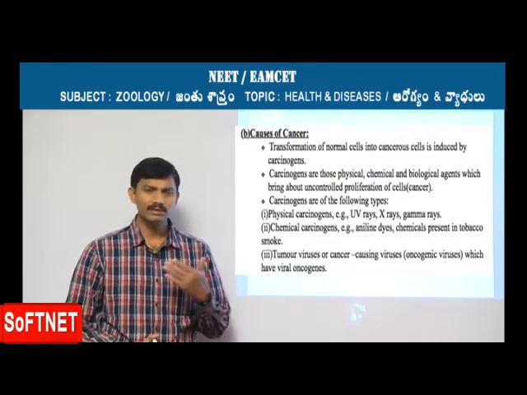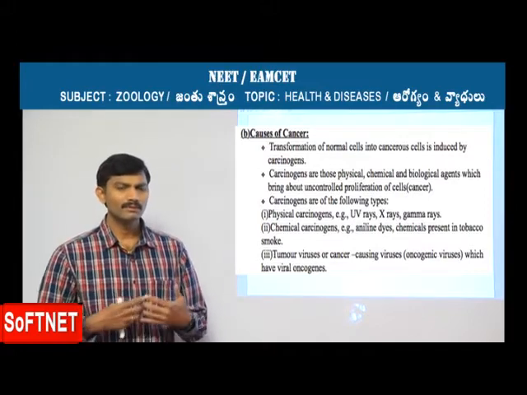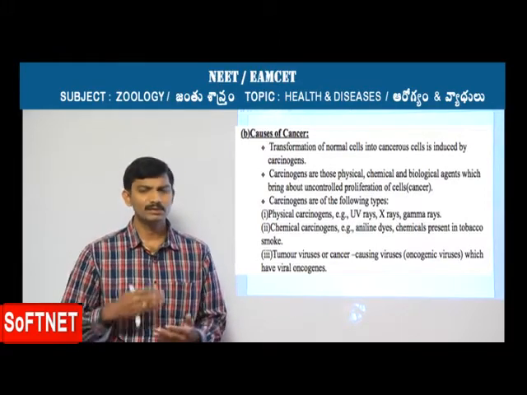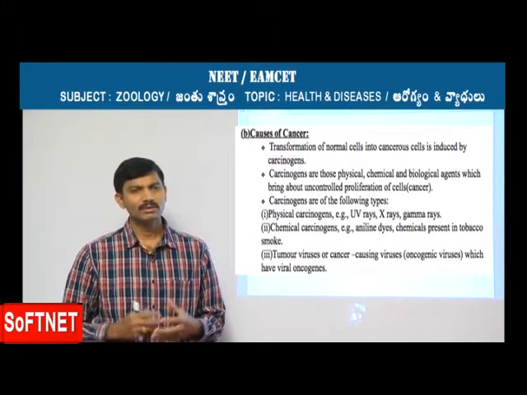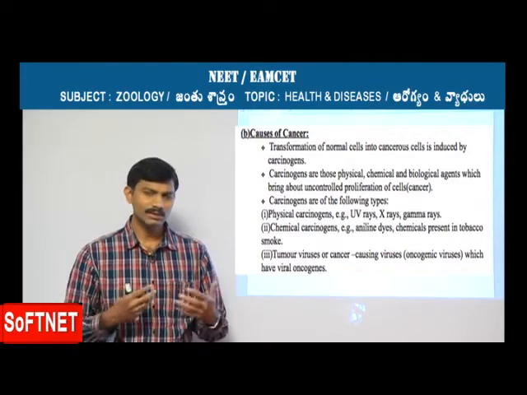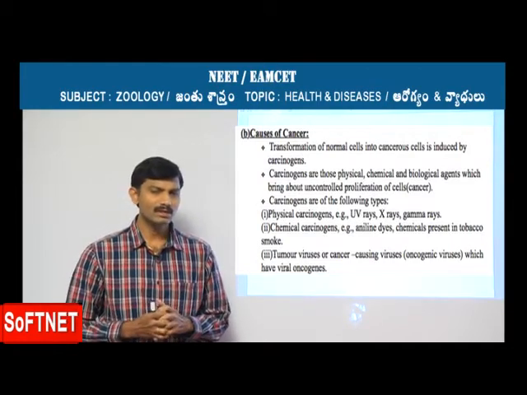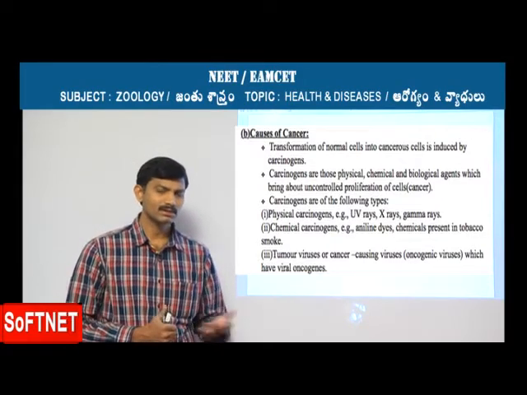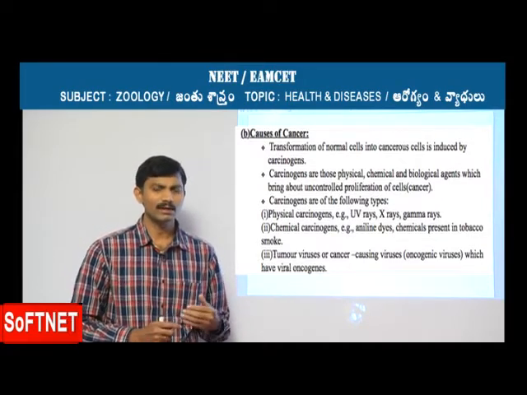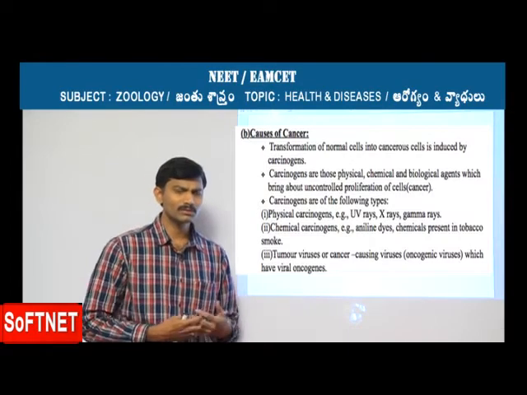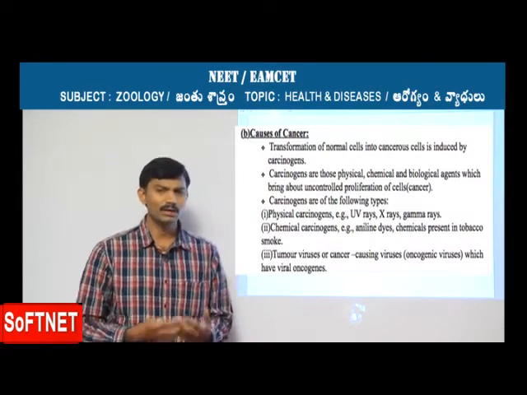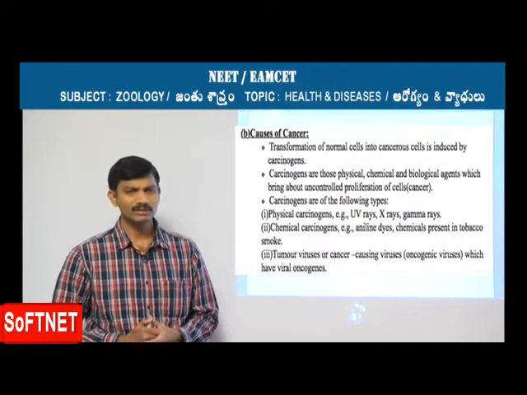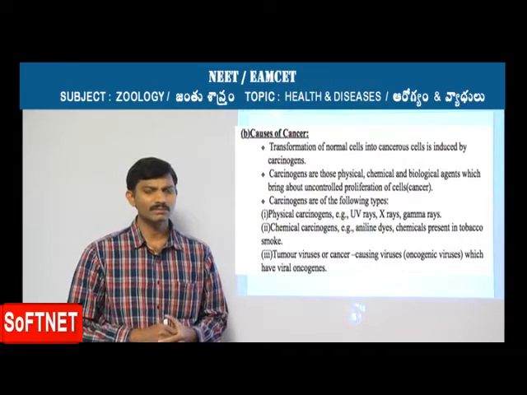Usually, whenever normal cells divide and develop as a tissue, all the cells attach to each other with the help of their cellular junctions. As you already studied in epithelial tissues, they are provided with desmosomes, gap junctions, or tight junctions. Each cell binds with the others.